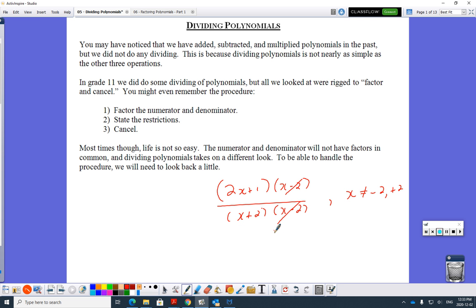Yeah. We're not going back to this, by the way. This isn't about to put its head in this lesson. It comes back in Unit 5. So that's what I was talking about here. Factor the numerator and denominator, state the restrictions, and cancel. That was what it would look like.